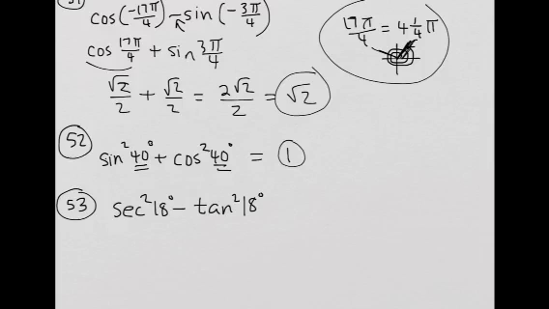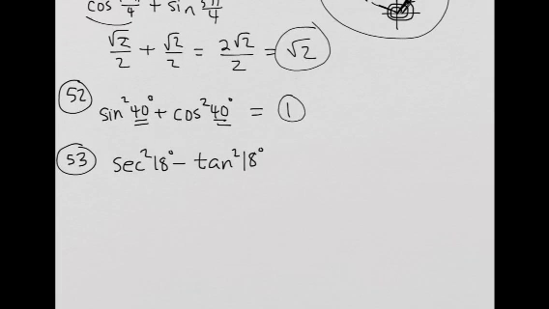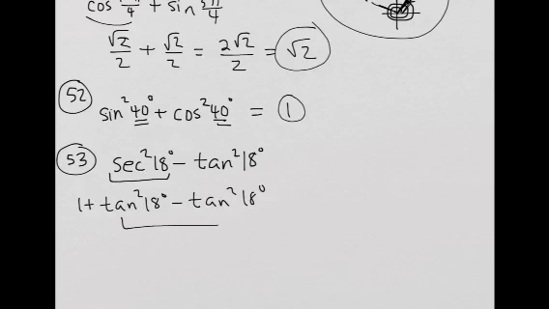Okay, so for number 53, again, they're asking you for the exact value, so that means no calculators. Yet 18 is not a special angle, right? So you go to your Pythagorean identities, and remember that secant squared theta is 1 plus tangent squared theta, right? But the theta in this case is 18 degrees. Bring down the negative tangent squared 18 degrees. So this is 0. You end up with 1.